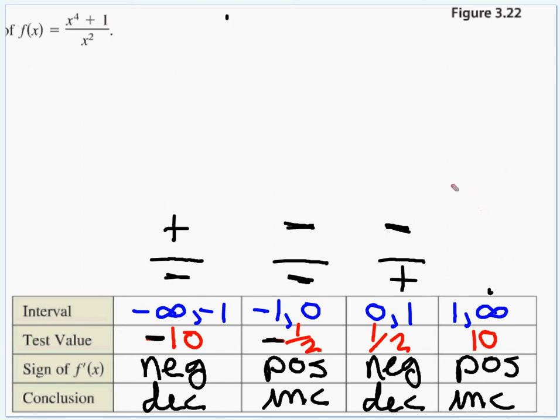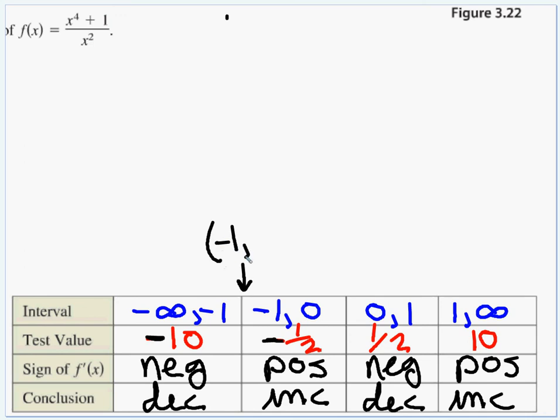Now here, to identify the mins and maxes, we'll apply the first derivative test. So let's see here at negative 1, something's going on. And it looks like this wouldn't be hard to plug back into the original. Negative 1 to the fourth is 1. 1 plus 1 is 2. Over negative 1 squared is positive 1. So that's a point, negative 1 comma 2. Let's see what happened there. We went from decreasing to increasing. Decrease to increase means we have a relative min.